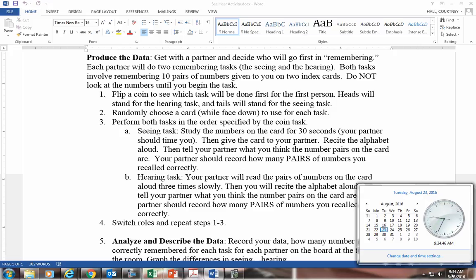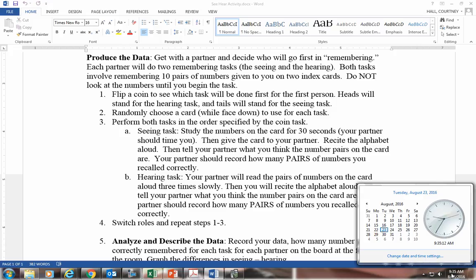For the hearing task, your partner, and this is where it gets really tough in class because you can hear the other people calling out the numbers, so it does make it a little difficult. Your partner will read the pairs of numbers on the card aloud to you 3 times slowly. Then you will recite the alphabet aloud again, and then you recite the pairs of numbers back to them, and they have to record how many you guessed correctly.